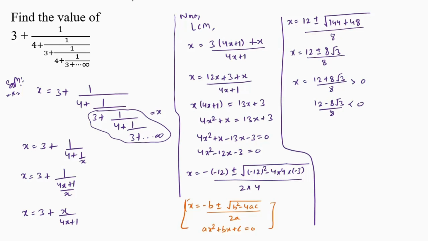We will not consider this number as we have already assumed x equals 3 plus 1 over something, which is clearly a positive number. So we neglect this 12 minus 8 root 3 over 8, and our final value is x equals 12 plus 8 root 3 over 8.